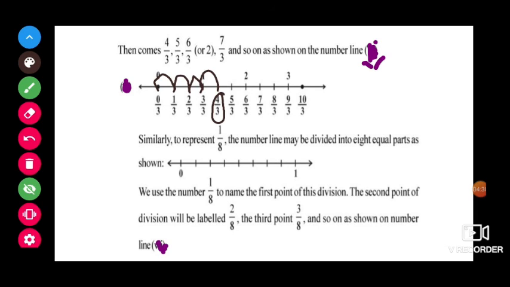If it is 5 by 3, again it's a positive number. So where we have to start? Always again we have to go to the origin.